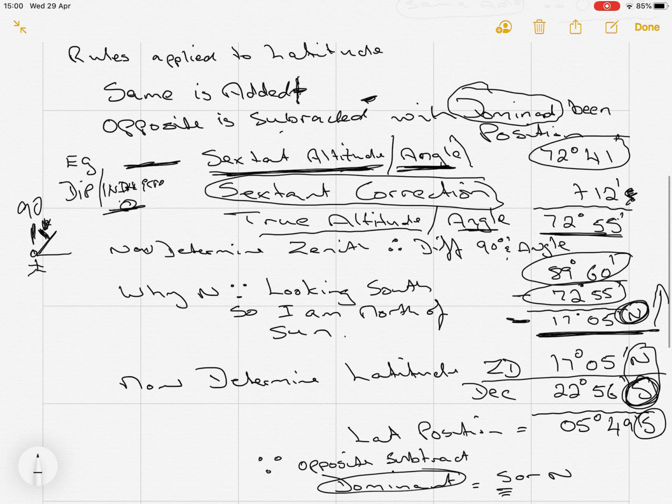I hope that helps to try and explain the calculation. Kind of went through the theory in a previous one, but this is trying to give you some formulas to work with.